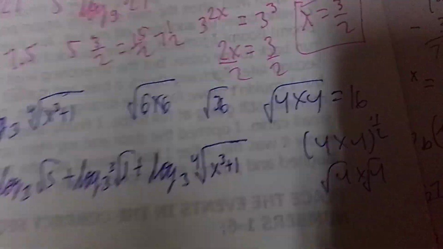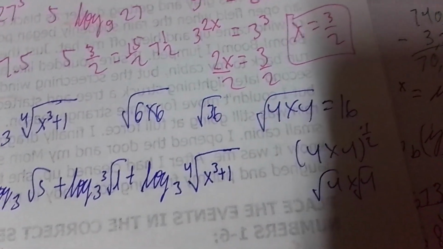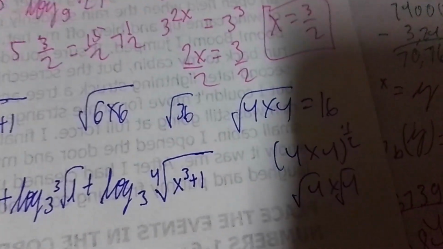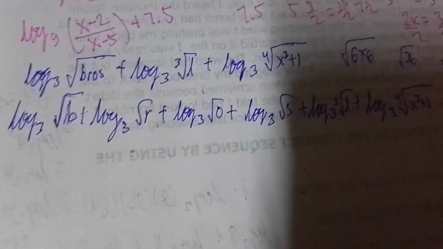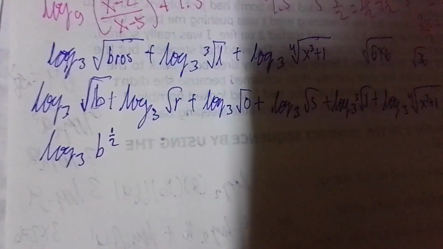x cubed plus 1 raised to the 4th power, that is being taken by the 4th root. Now we can apply fractional exponents. Right? So therefore, to translate as a fractional exponent, we have log base 3 of b raised to the 1/2 power.